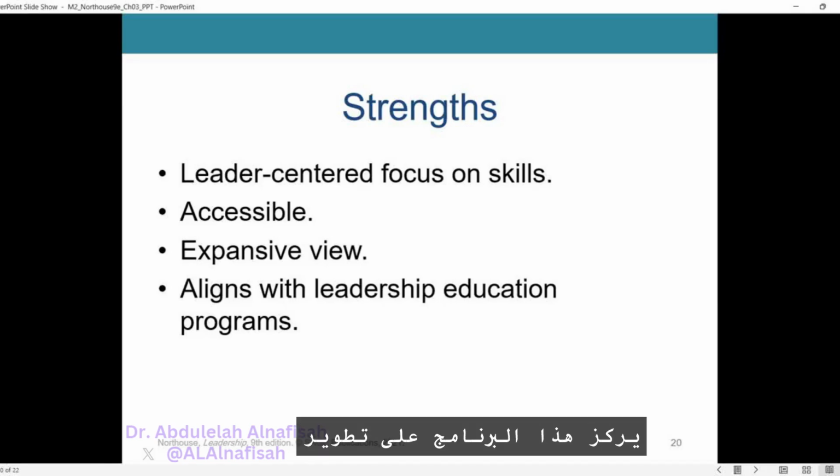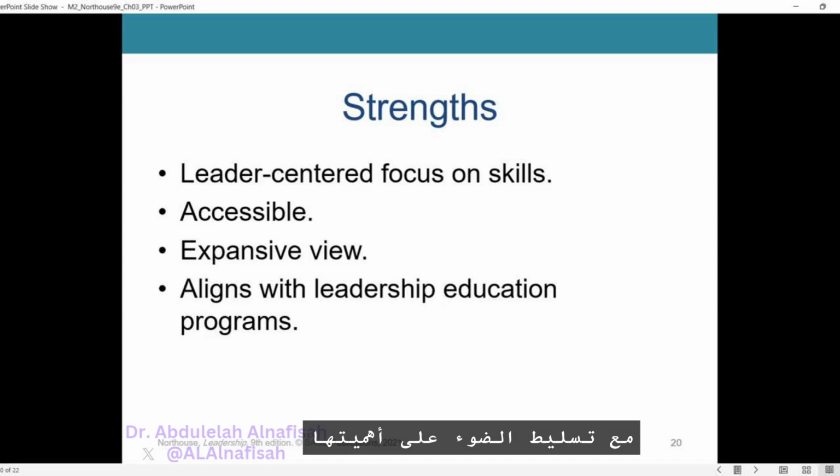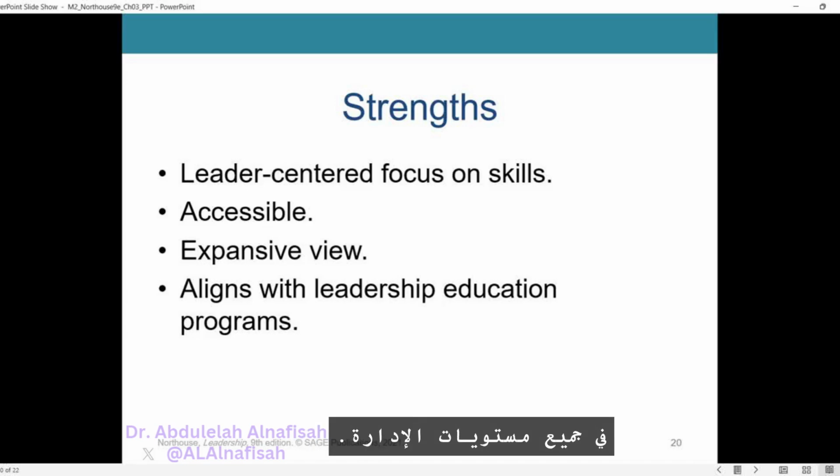Leader-centered model. It emphasizes developing specific leadership skills, highlighting their importance across all management levels. This approach also supports succession planning, ensuring organizations have a pool of potential leaders ready to move up the ranks.